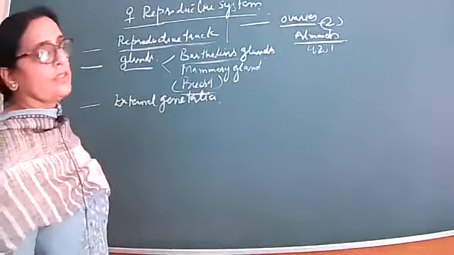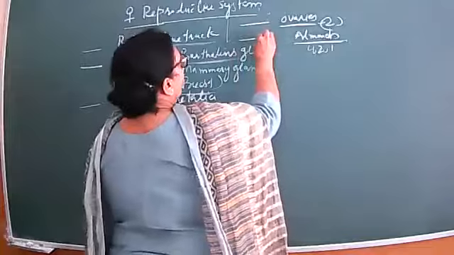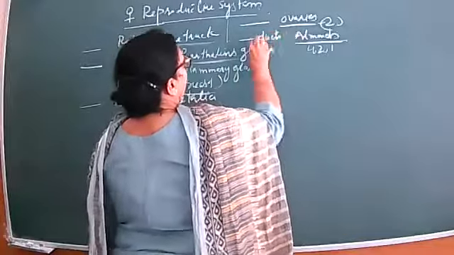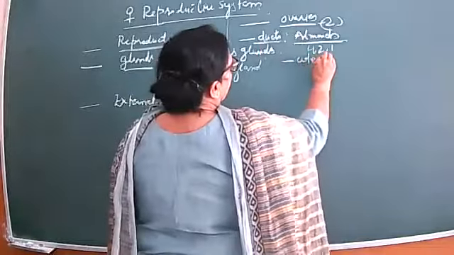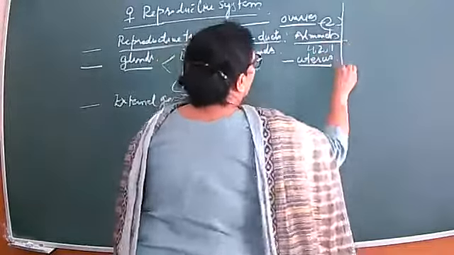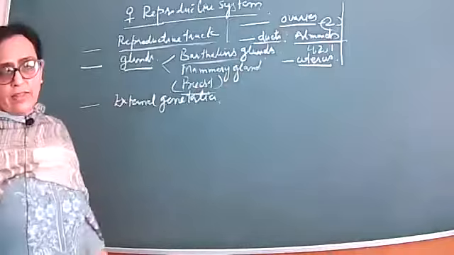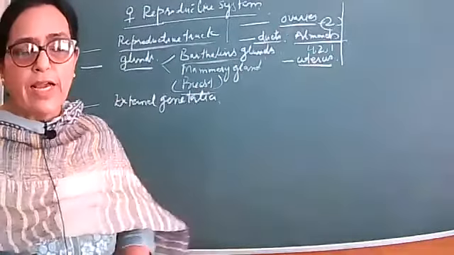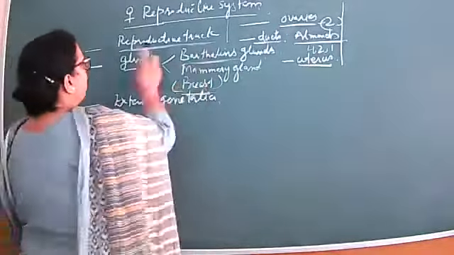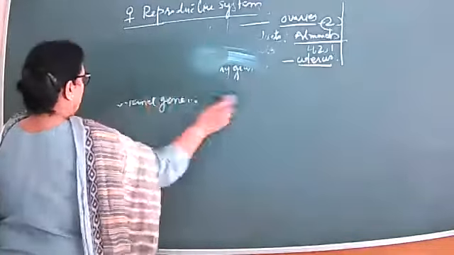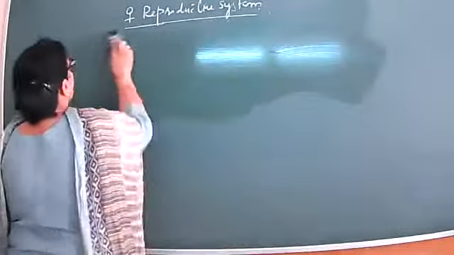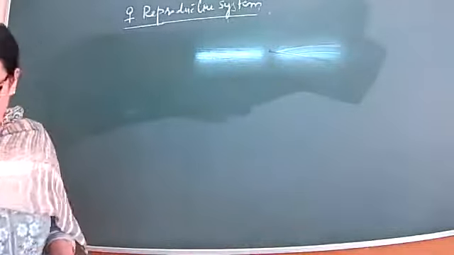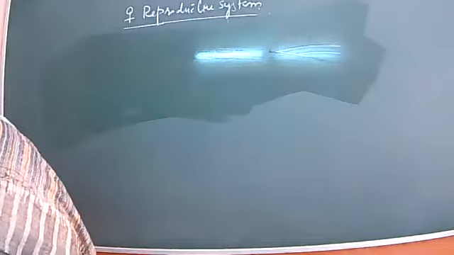Then there are the ducts, the oviducts, and then the major organ, that is the uterus. So let me show all these things in the diagram, because the diagram is only left. Let me first do the diagram, and then it will be clear to you, and we will do a little bit of explanation.